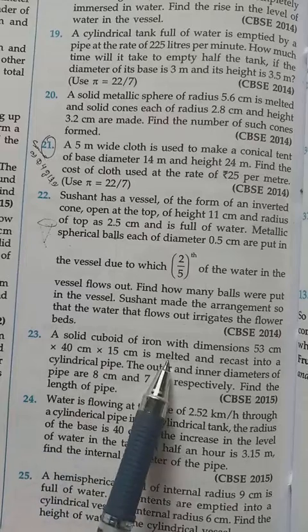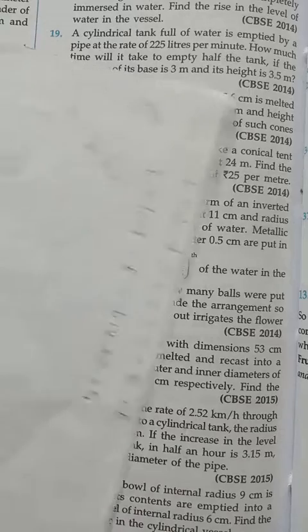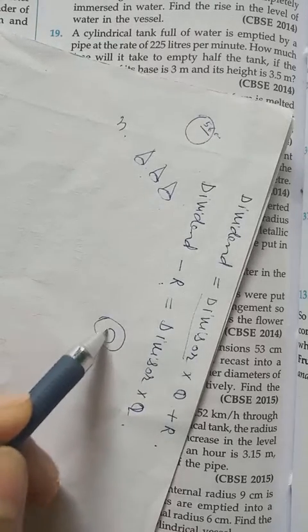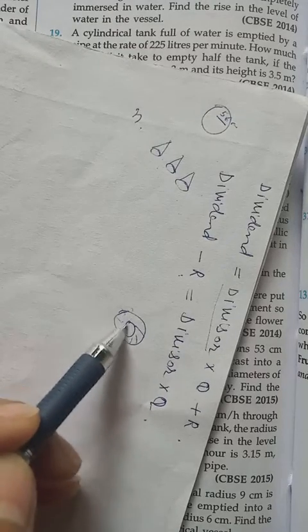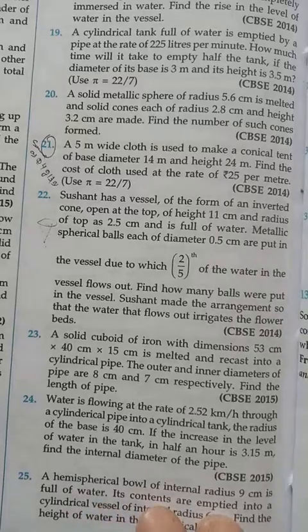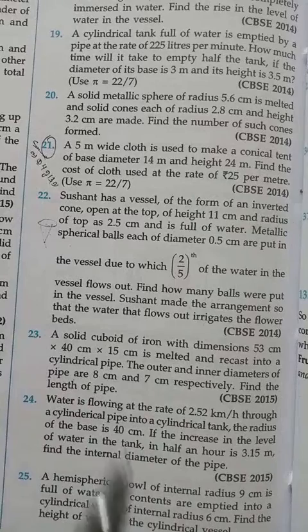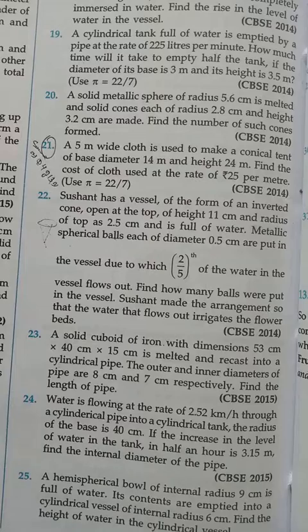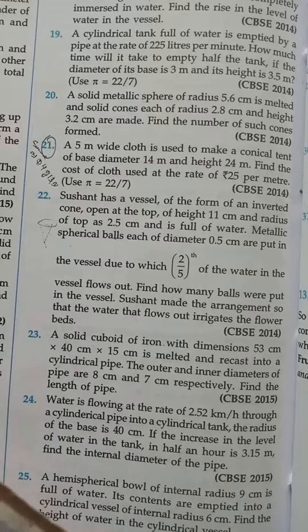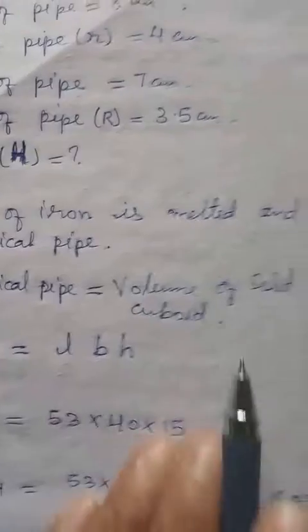Then we have the outer and inner diameter, because the pipe is thick and in the middle it is empty. So we have to remove the middle portion because it is empty. So we have to find the length of the pipe, that means the height of the pipe. But clearly we see the volume of the cuboid is equal to the volume of the cylindrical pipe. Making use of that, we can find the formula. So the volume of the pipe will be equal to the volume of the cuboid.